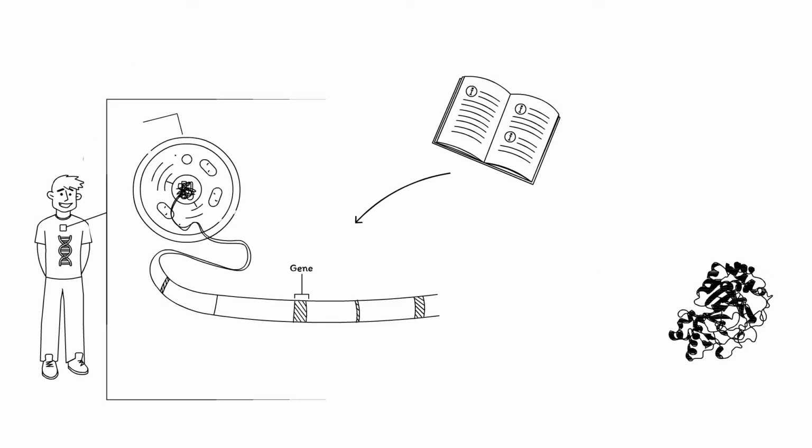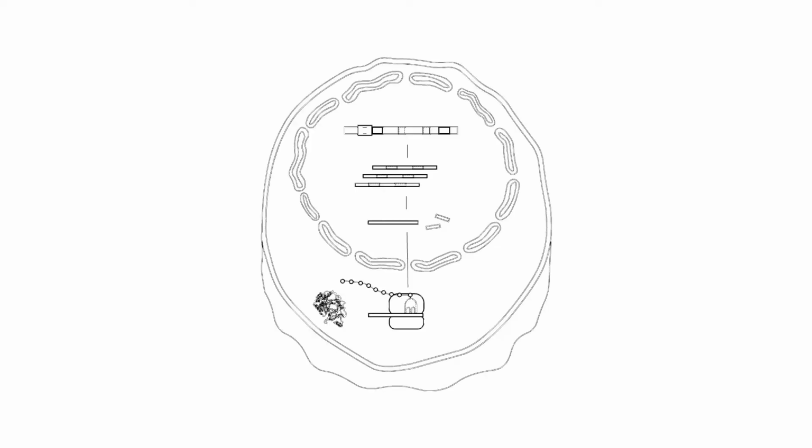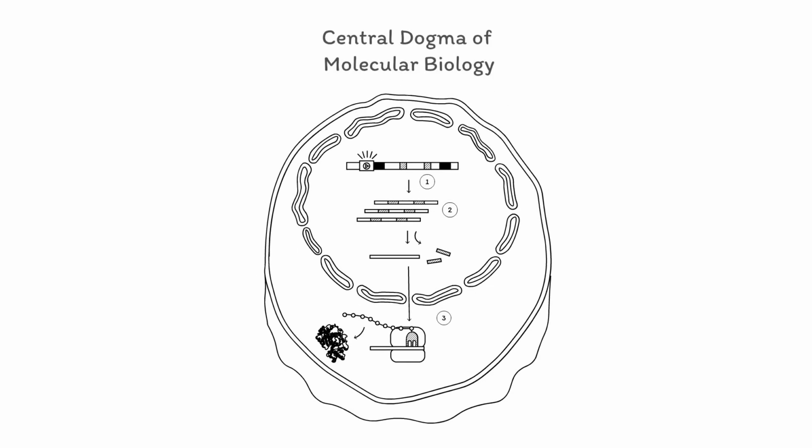When a certain functionality is needed in a cell, genes are activated and they are turned into polypeptides, which will fold into proteins. These proteins are the end products in the cell that carry out many important activities. The production of proteins happens in 3 steps, which together is also known as the central dogma of molecular biology, which was postulated for the first time by Nobel Prize winner Francis Crick.